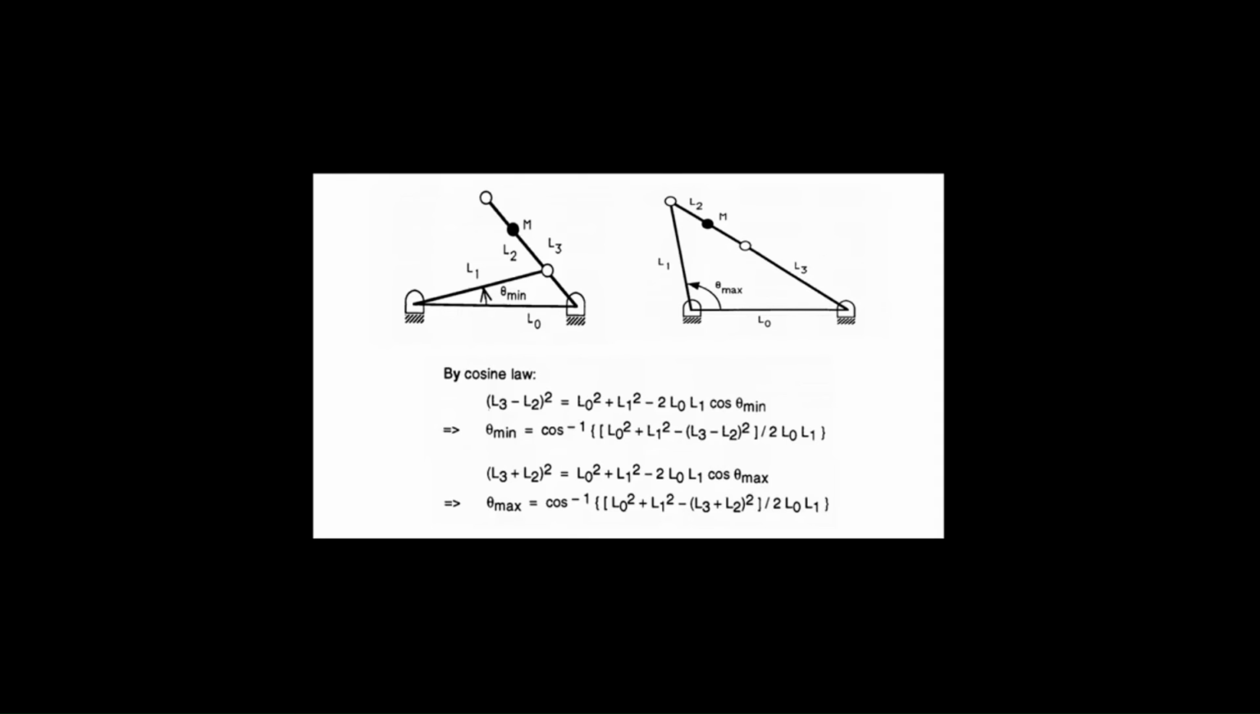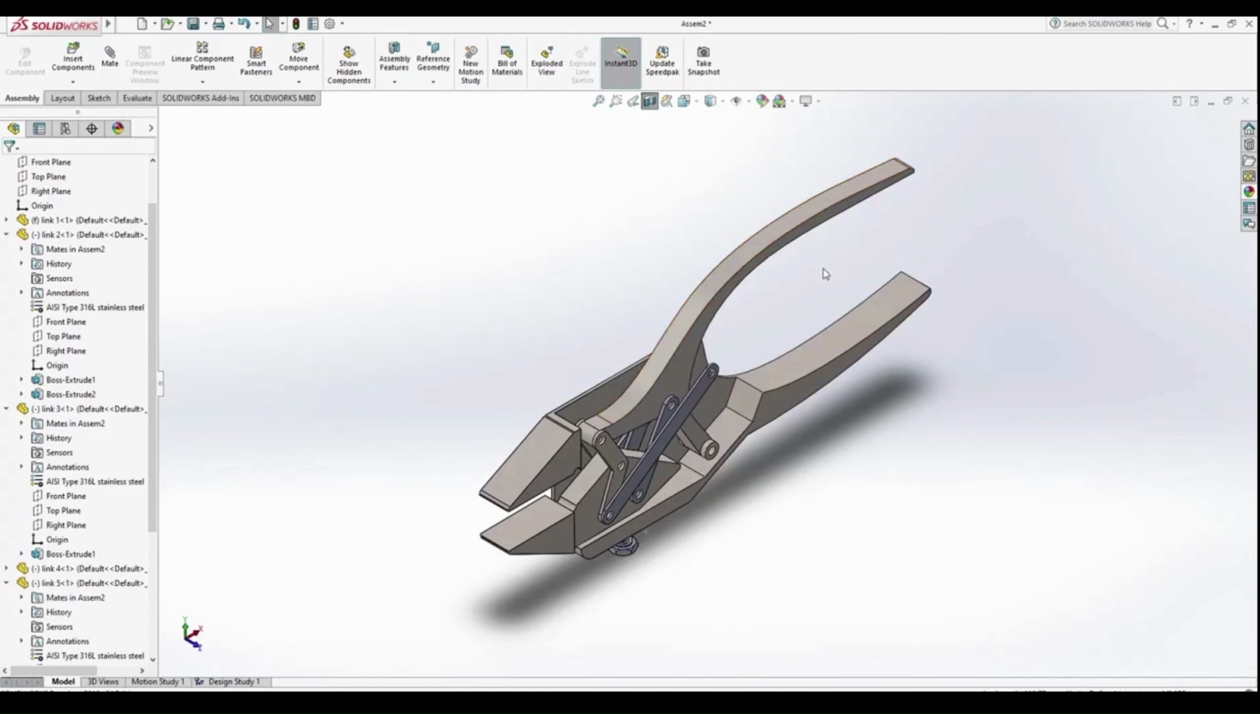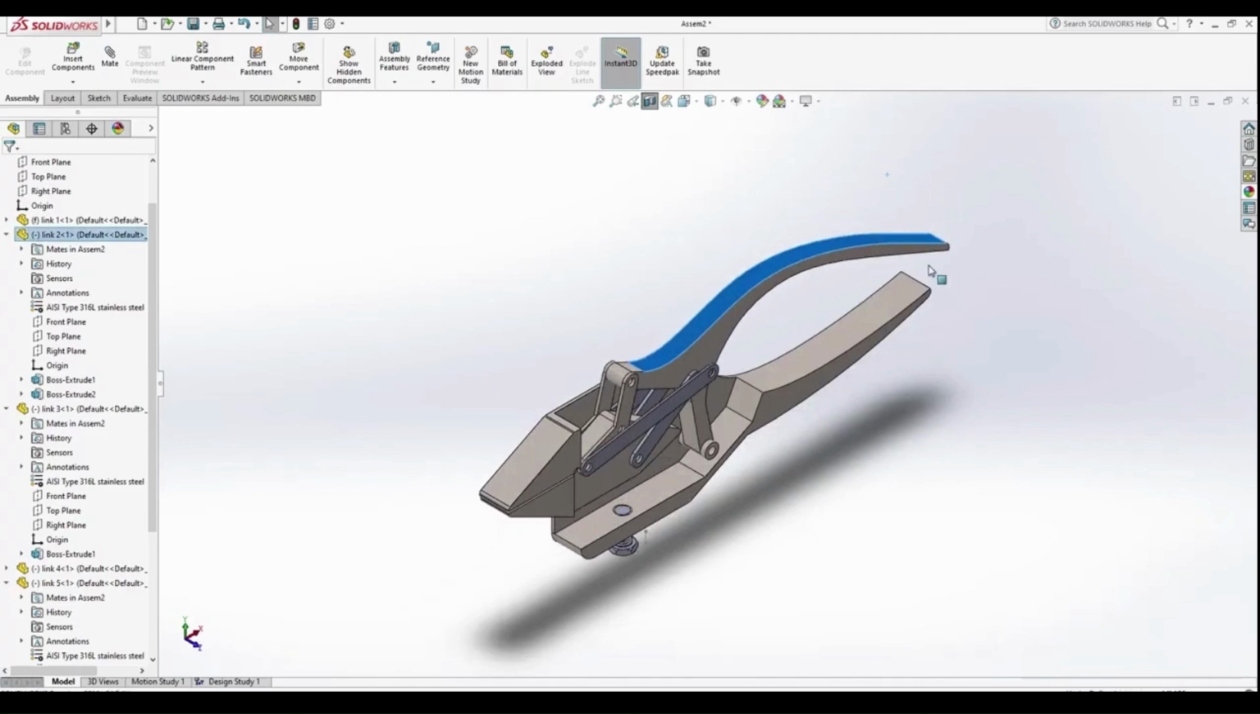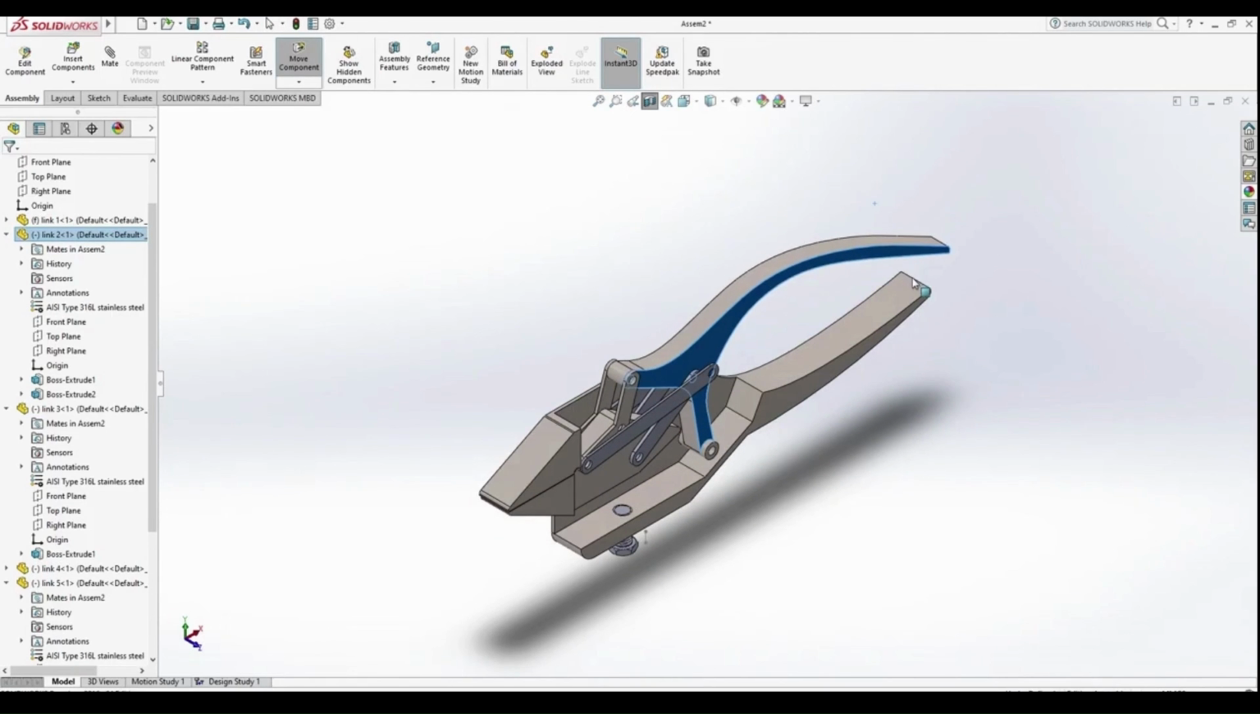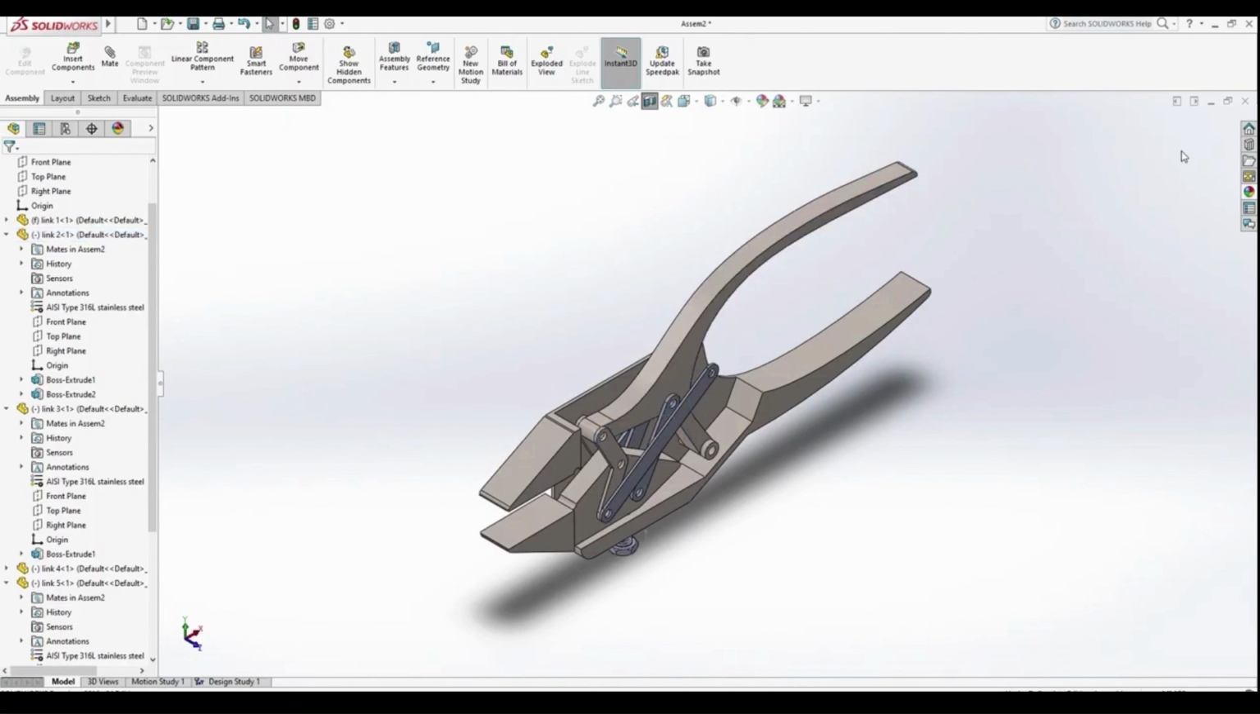In a similar way, (L3 plus L2) whole square equals L0 square plus L1 square minus 2 L0 L1 cos theta max, which implies theta max equals cos inverse of (L0 square plus L1 square minus (L3 plus L2) whole square) by 2 L0 L1. But as we know the ratios of L1, L2 and L3, by approximation we can get theta minimum equals 36.8 degrees and theta max equals 101.54 degrees.